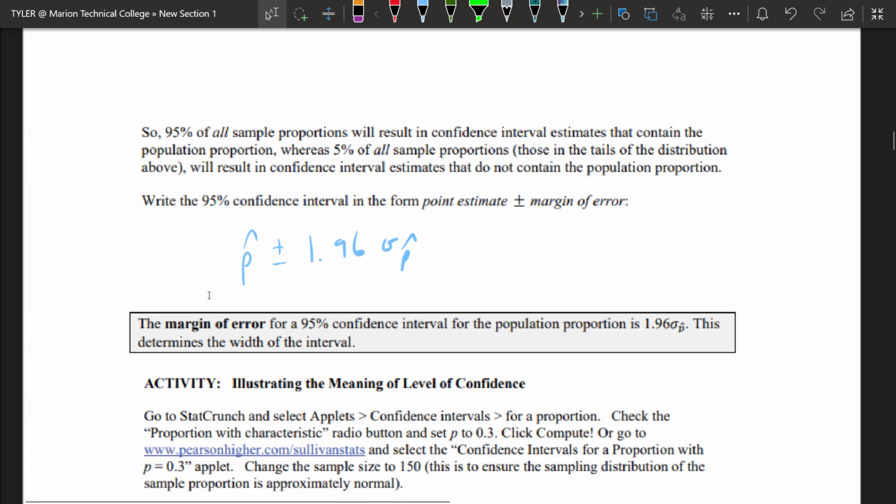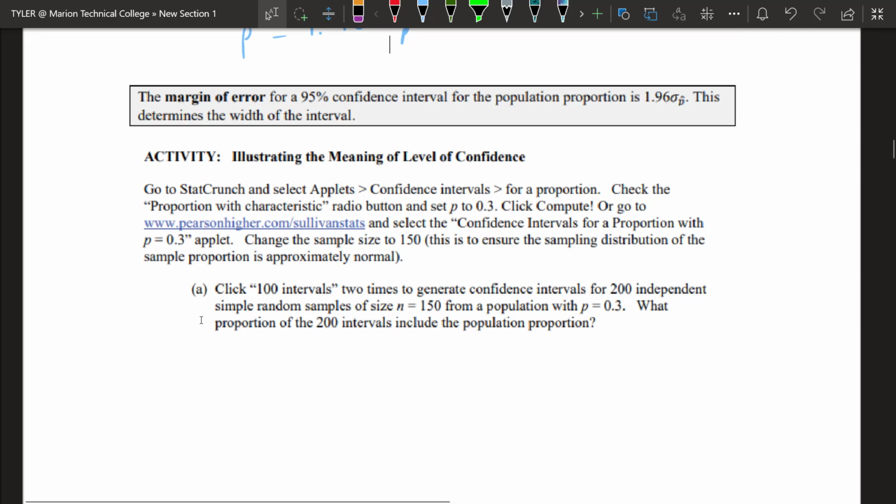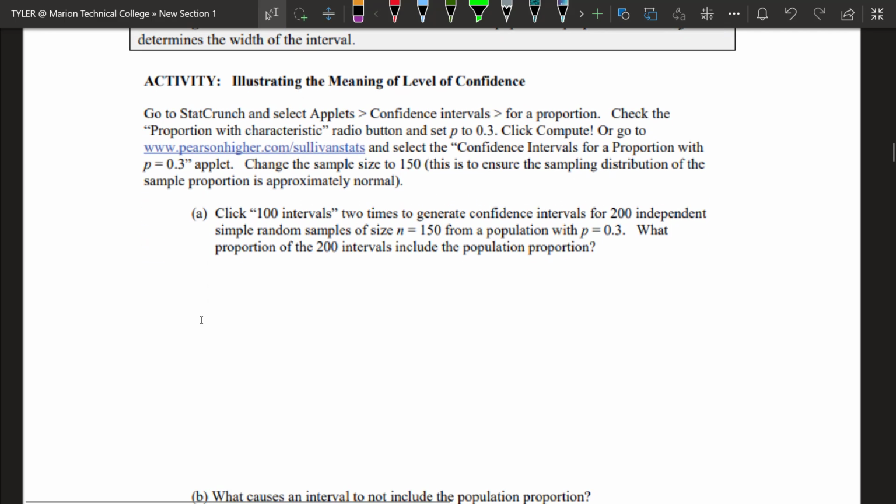So the margin of error for a 95% confidence interval for the population proportion is going to be 1.96 times sigma p hat. This is going to determine the width of the interval, where the width is the difference between the lower and upper bound. How wide it is.